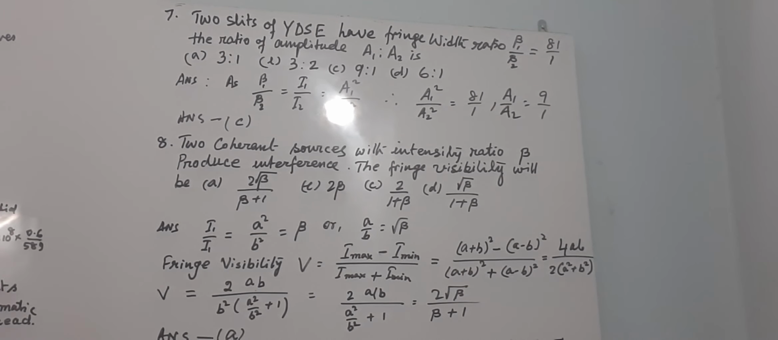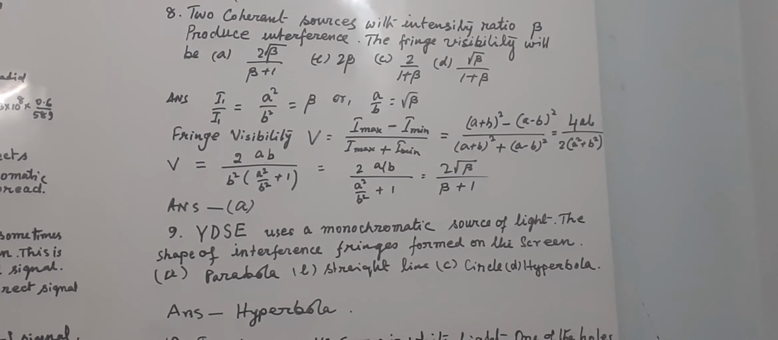Next question, question number 8. Two coherent sources with intensity ratio beta produce interference. The fringe visibility will be, there are 4 choices. We know I1 by I2 equals A square, amplitude square, divided by B square, amplitude square, equals beta, and A by B will be root under beta.